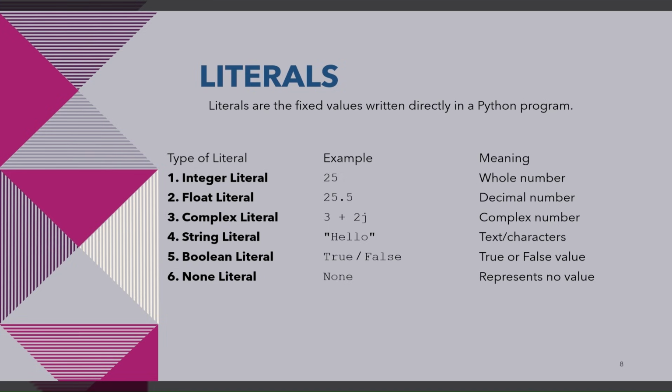Now we will understand what literals are. Literals are the fixed values written directly in a Python program. As we know, the integer 25 is a fixed value; we cannot change it. So this is an integer literal. A float literal would be 25.5. Complex would be 3 plus 2j. A string literal would be "hello". Boolean will be True or False. None represents no value. So these are the 6 types of literals present in Python, and they have fixed values.